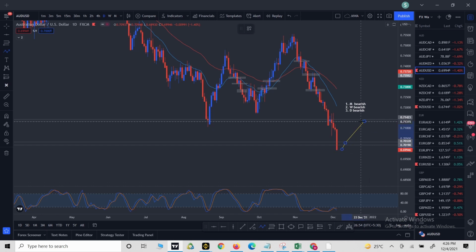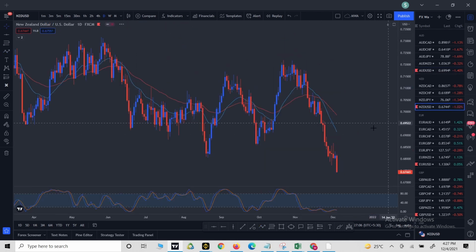So once the price is in this zone, we can go to lower time frames H4 and H1, look for some kind of bearish price rejections and some kind of trading setup to go short in this market. So this is going to be about AUDUSD. Next, let's talk about New Zealand USD.